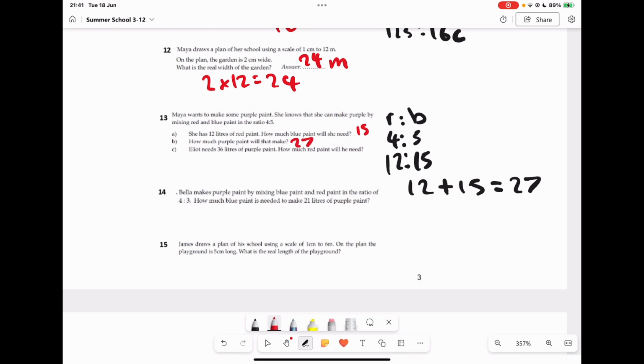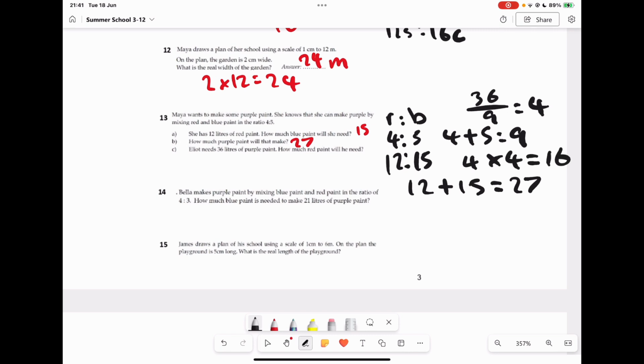27, and then for part C, Elliot needs 36 litres of purple paint, so how much red paint will he need? Well, you know that 4 plus 5 equals 9. So what you do is 36 over 9 equals 4. And then you do 4 multiplied by 4, which is equal to 16. So that will be your answer for part C.